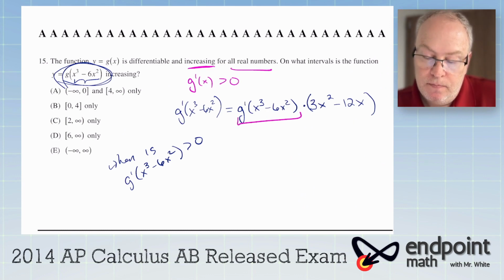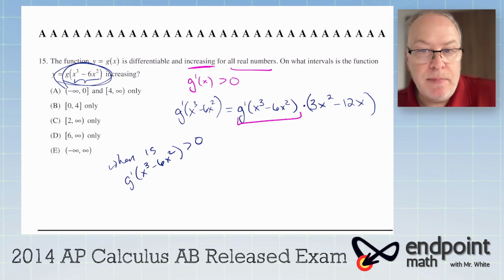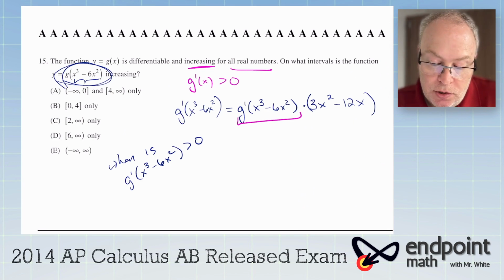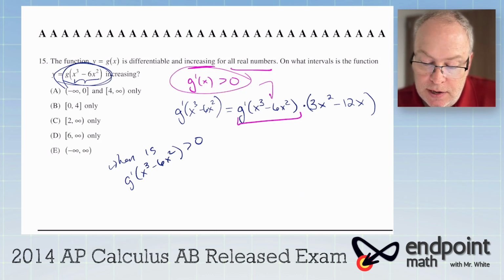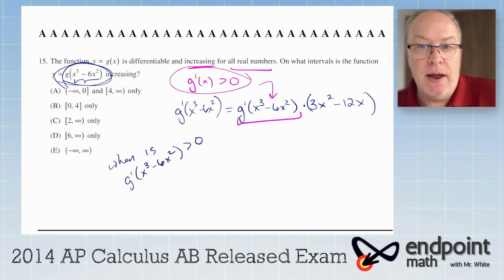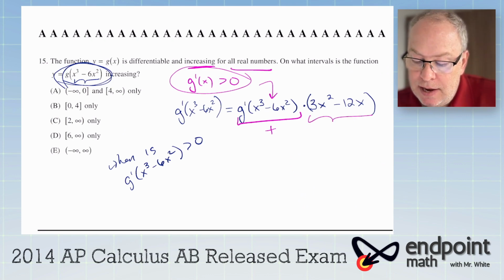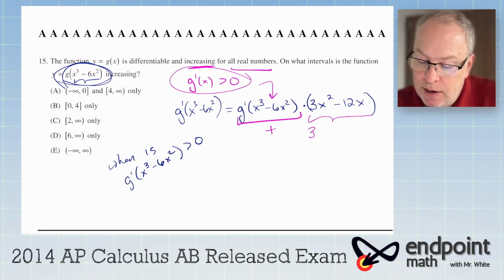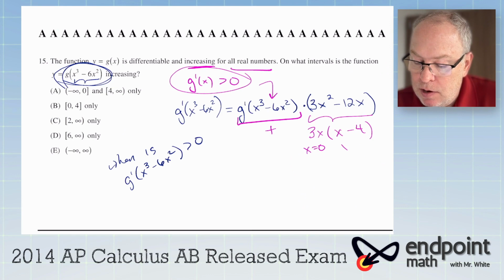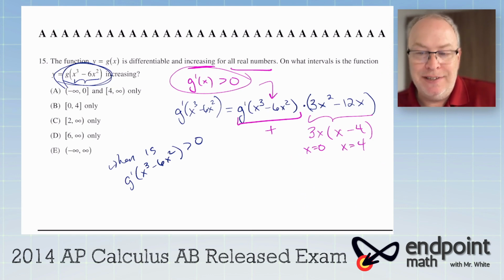this right here is always positive. Why? Because of what they told us earlier. They said no matter what you plug in g prime, you always get a positive number. Always, always, always. Now this part over here is a quadratic, and I'm going to just factor it. I'm going to factor 3x out, and I get x minus 4. So that means x equals 0 and x equals 4 are what we call zeros.